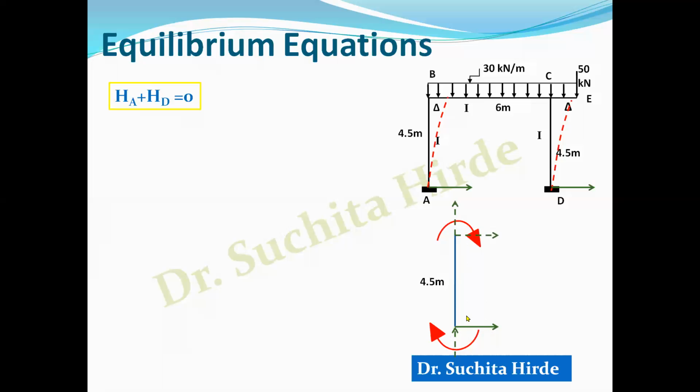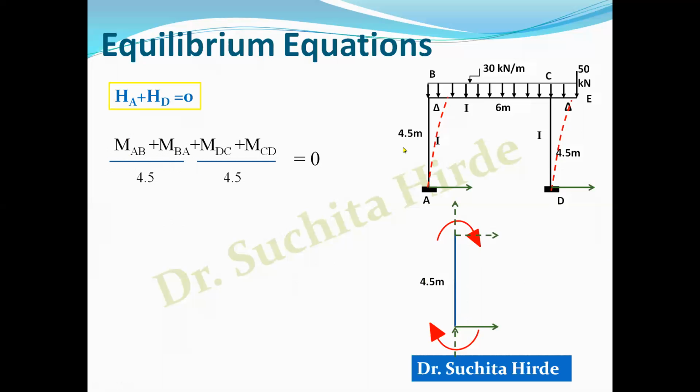So what is the equation of HA? Take moment about B equal to 0. What you will get? HA into 4.5 minus MAB minus MBA is equal to 0. Or you can say HA is equal to MAB plus MBA divided by 4.5. Similarly, we can write the equation for CD column. It will be MCD plus MDC divided by 4.5. So if you write this equation, you will get like this: MAB plus MBA divided by 4.5. This is equation of HA.